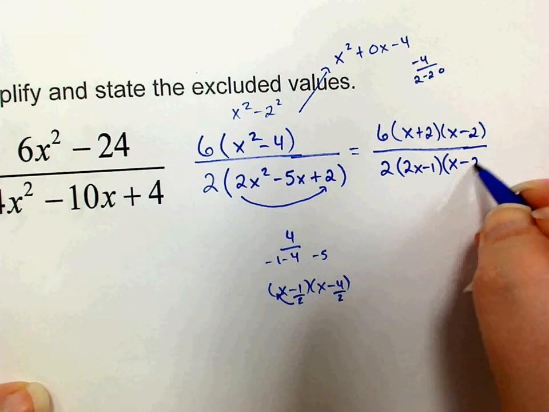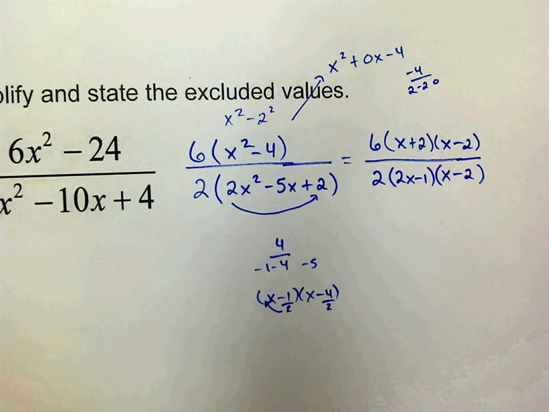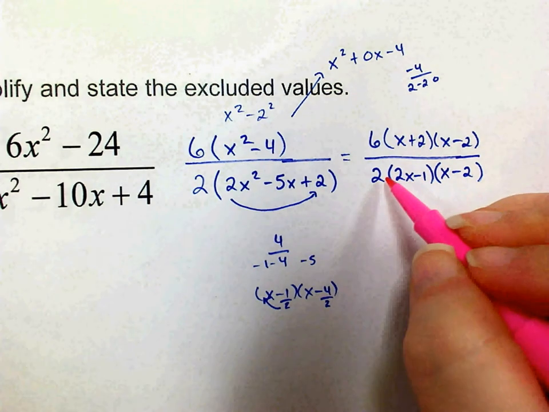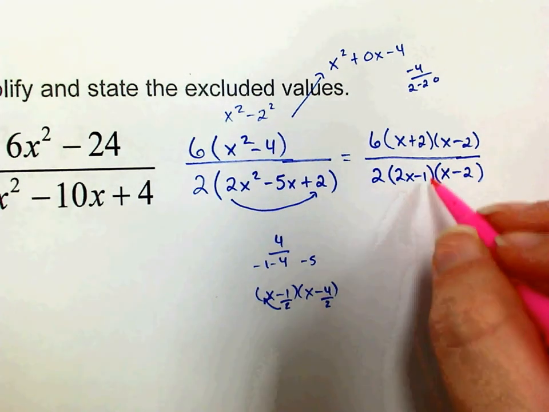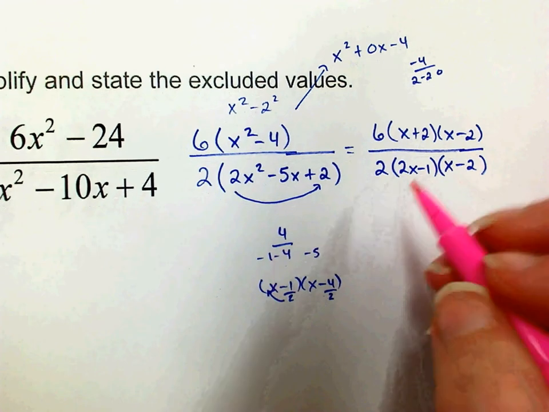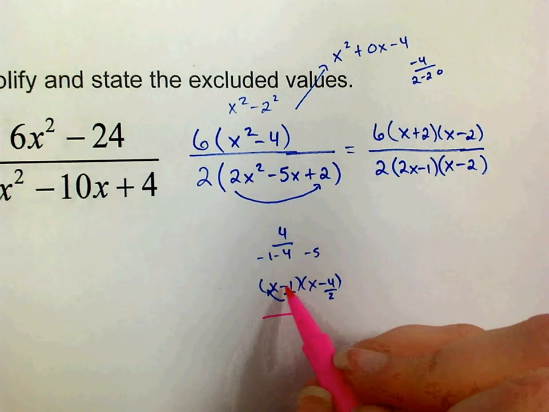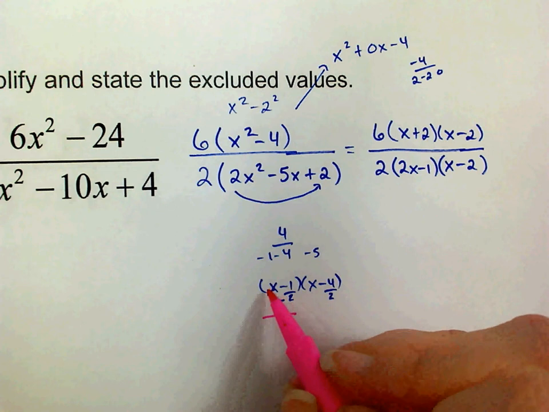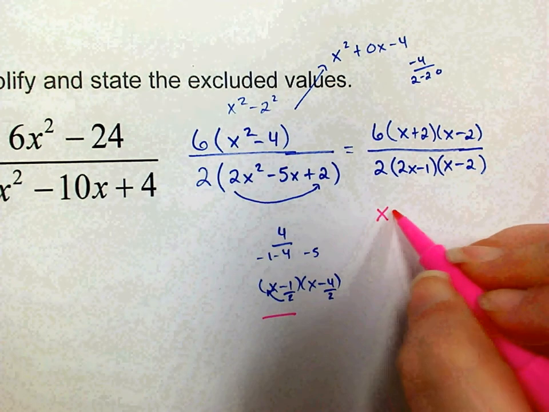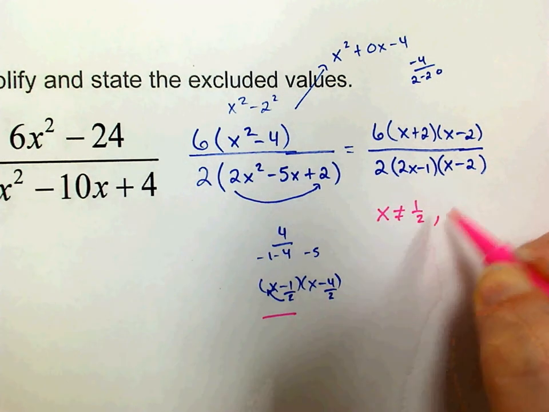Alright. Excluded values. So when does the denominator equal 0? There's not an x, so I don't have to worry about that. When does 2x minus 1 equal 0? Well, that came from this right here. So x minus 1/2 equals 0 when x equals positive 1/2. So x cannot equal positive 1/2. And then x minus 2 gives me 0, so x cannot equal 2.